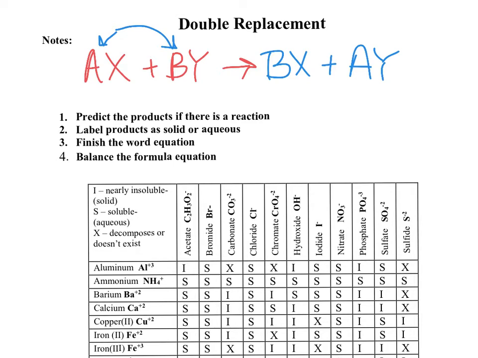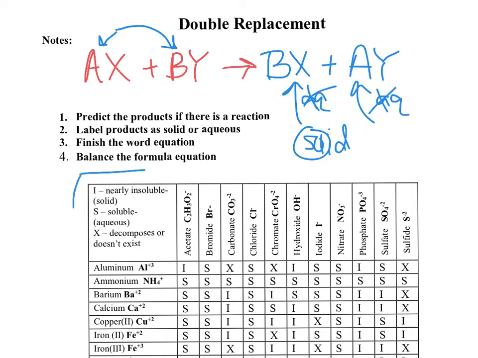But we have to figure out if this reaction will actually happen. To do that, you have to check the two products to see if either of them will become a solid. If it becomes a solid, then we know the reaction takes place. If they end up both being aqueous instead, then we know that there's going to be no reaction. So before we actually do a double replacement reaction, we take a look and see what the products would be, and then we're going to use our solubility chart here to actually figure that out.